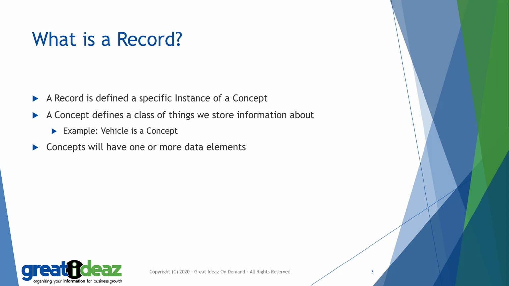A concept is going to have one or more data elements. So our example vehicle concept may have a number of different data elements. For example, the make, the model, the year, the seating capacity, and anything else that provides useful information about what a vehicle is. So a concept expresses an idea about something that we want to store in the database.